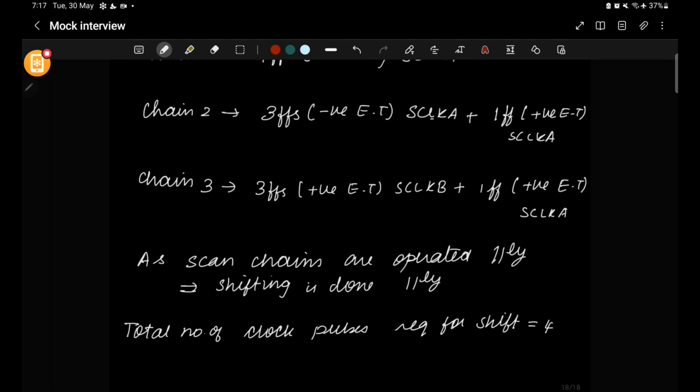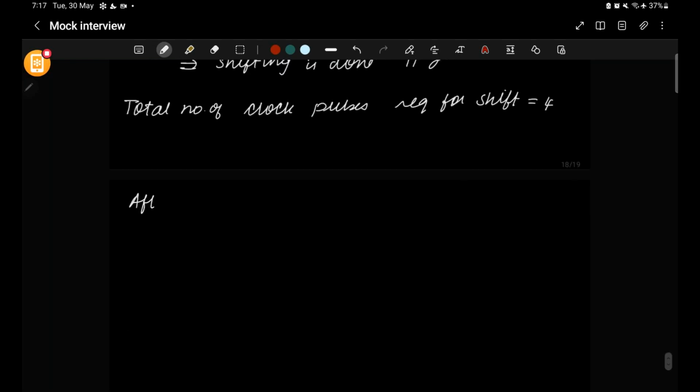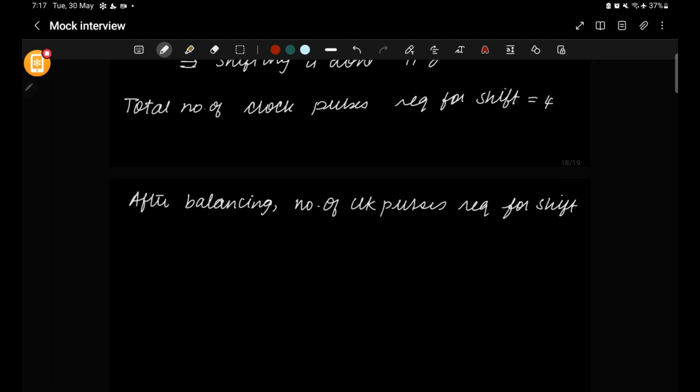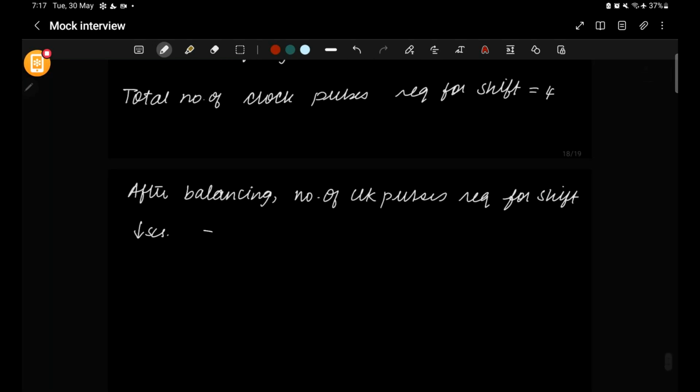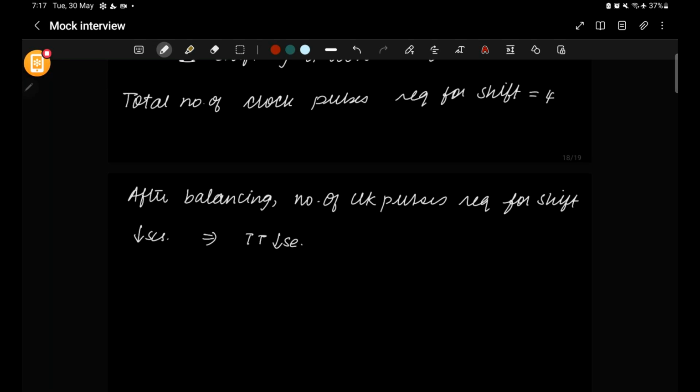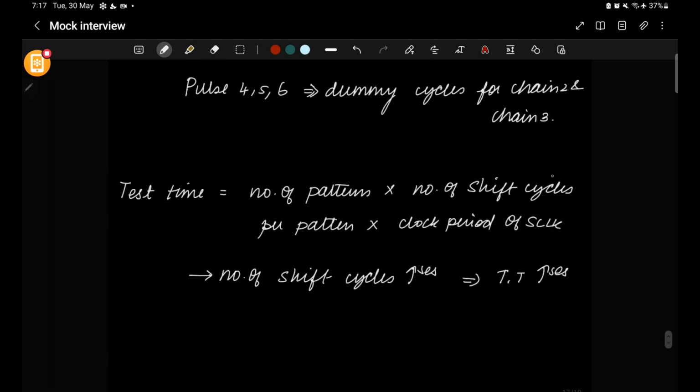So what is happening after balancing? After balancing, the number of clock pulses required for shift decreases. Therefore, test time will also decrease. Hence we are going for edge mixing and domain mixing. So in this formula, if number of shift cycles per pattern decreases, test time will also decrease.